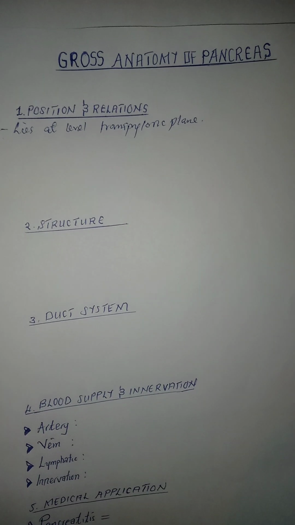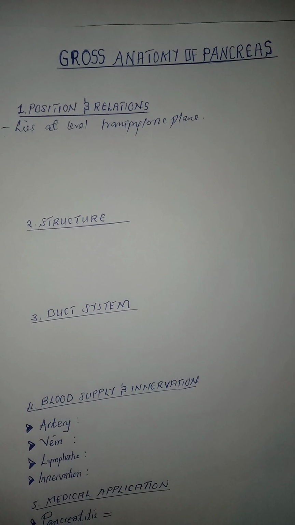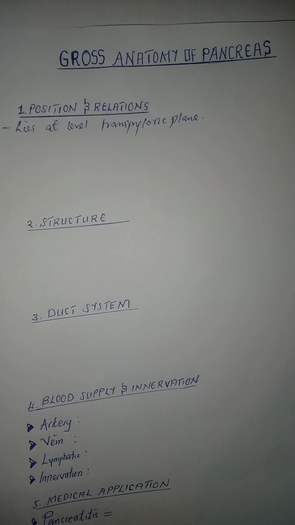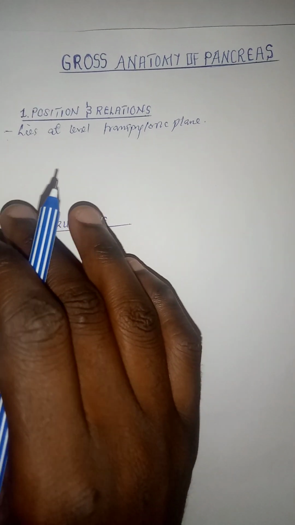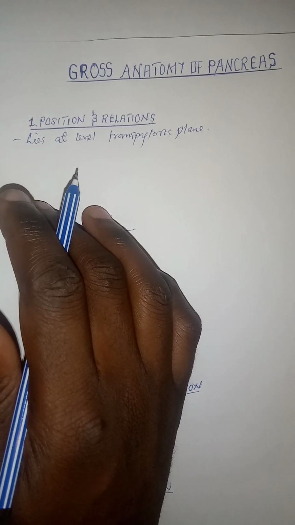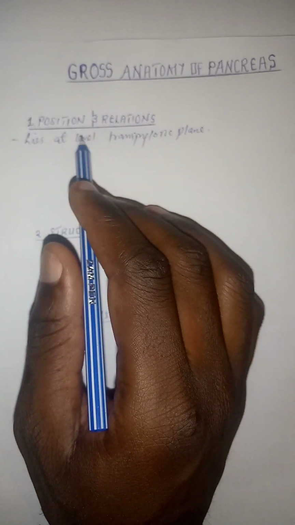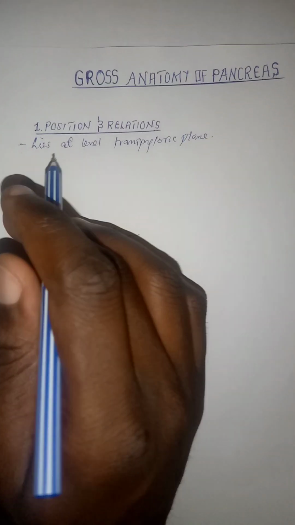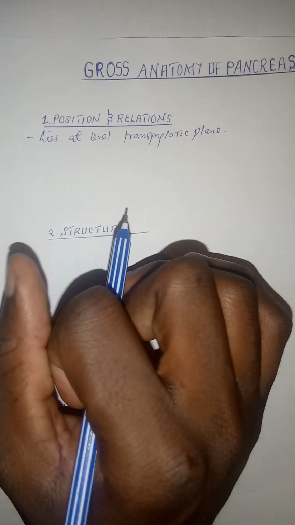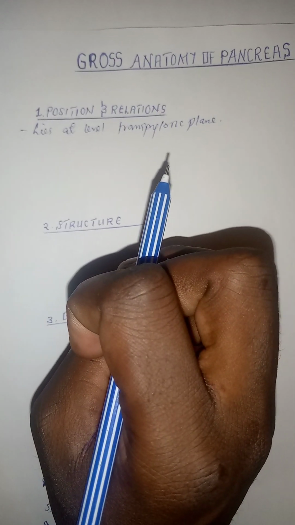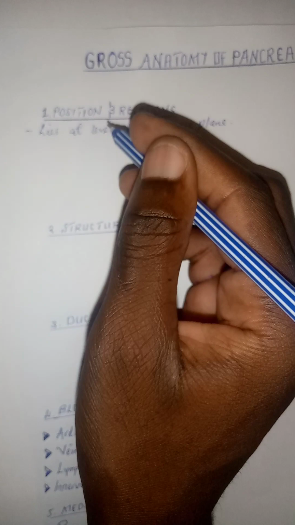So in this video we're going to look at the gross anatomy of the pancreas. In terms of position, the pancreas lies at the level of the transpyloric plane, and it is a retroperitoneal organ except its tail.